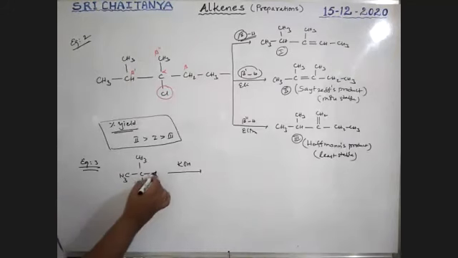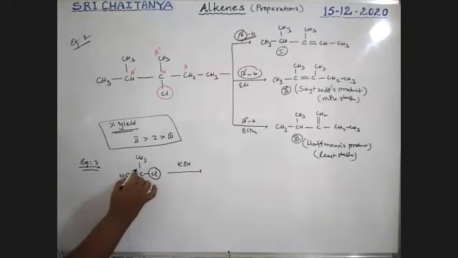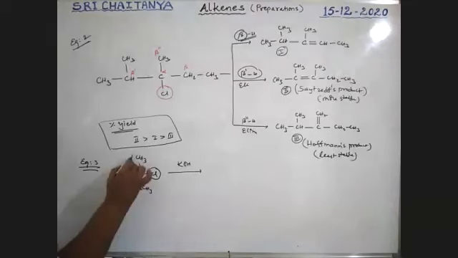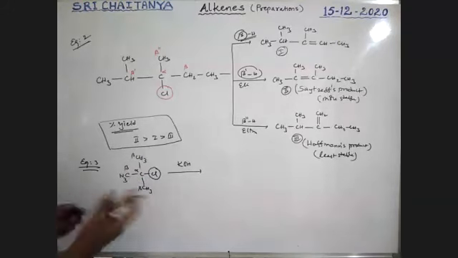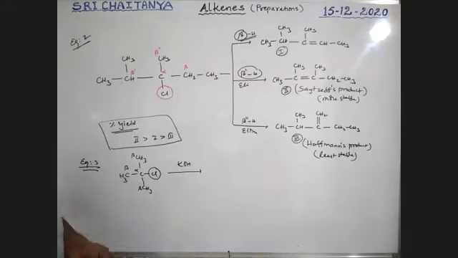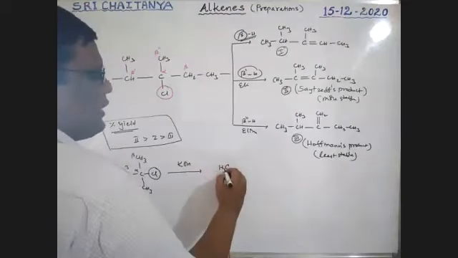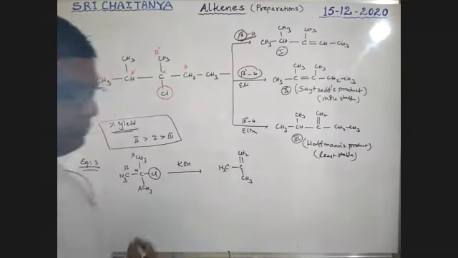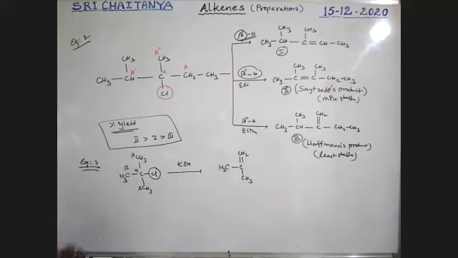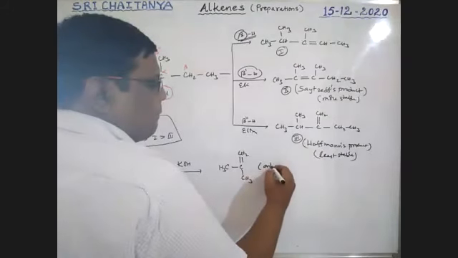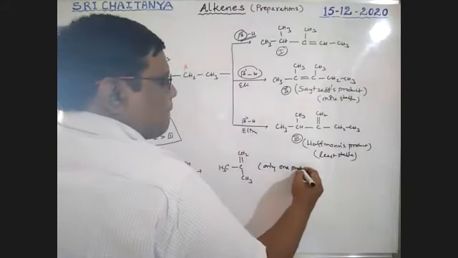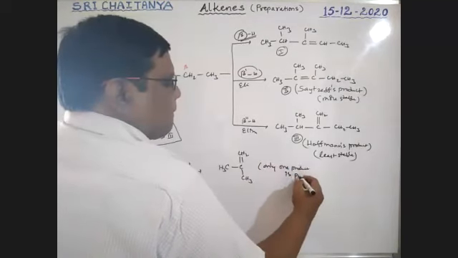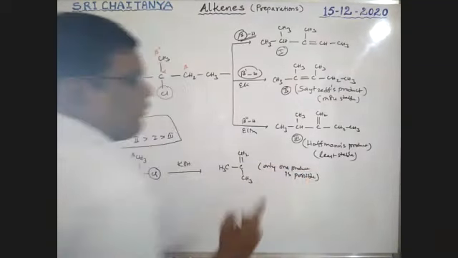This is our halogen, boys. Now this is alpha, and all these are beta, boys. All these beta are identical, so only one product is possible. That is CH3, C, and I am using this one, CH2, CH3. So this product is possible, and only one product is possible.